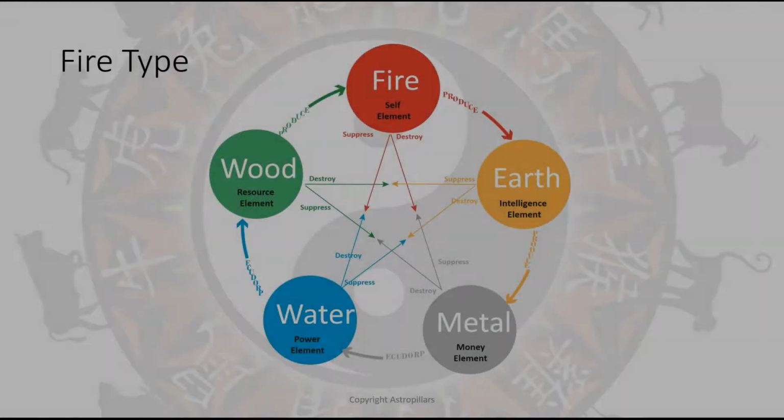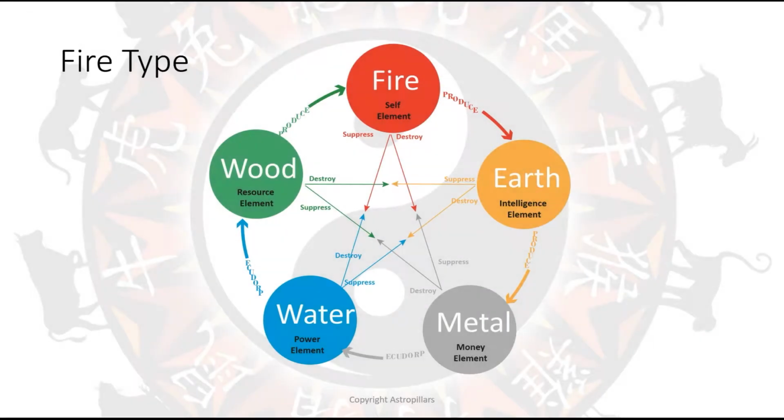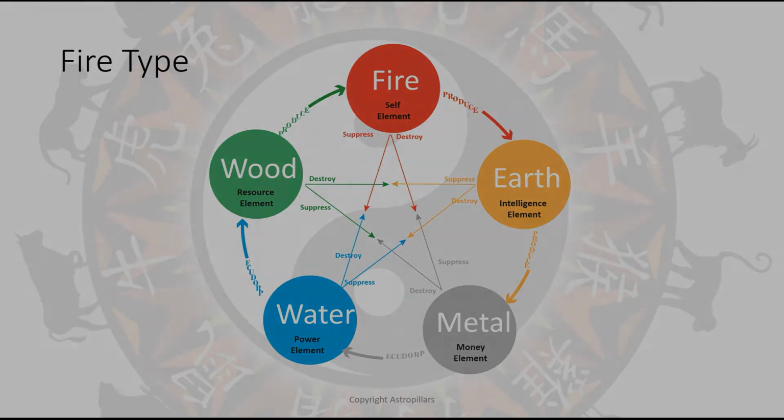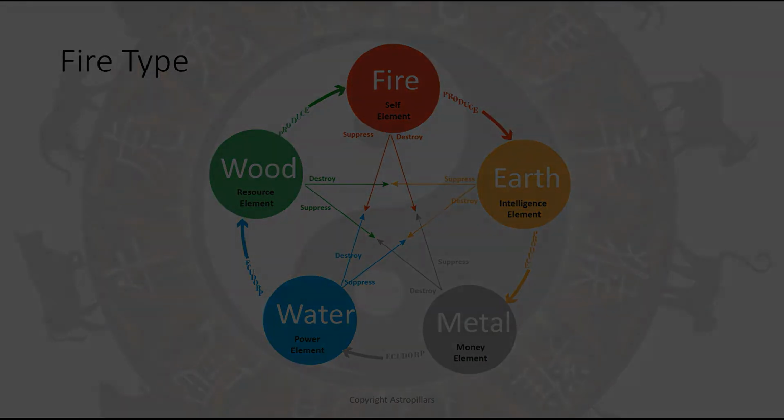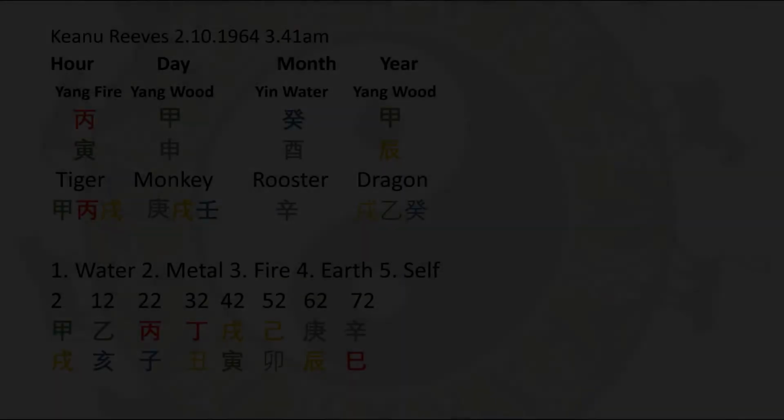Fire produces earth. So to a fire self-element person, the earth element's going to represent their intelligence element. And followed by that, we have the metal element, which is going to be their money element to a fire element person. And the water to a fire type is going to be their power element. And the wood to a fire type is going to be their resource element. Keanu Reeves.